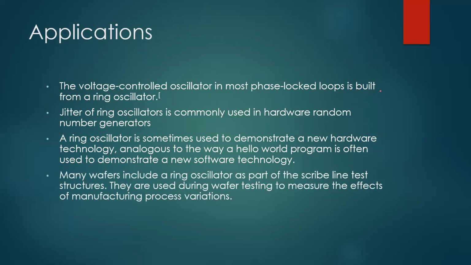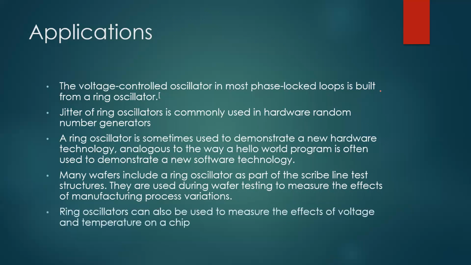Many wafers include a ring oscillator as part of the scribe line test. They are used during wafer testing to measure the effects of manufacturing process variations. Ring oscillators can also be used to measure the effects of voltage and temperature on a chip.